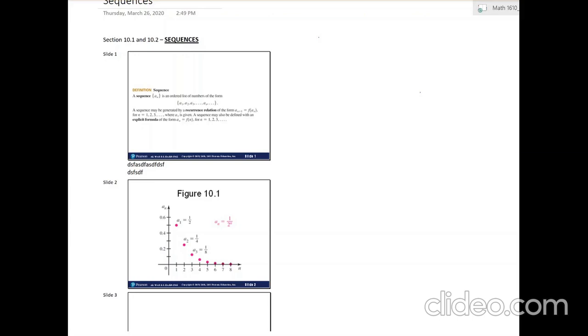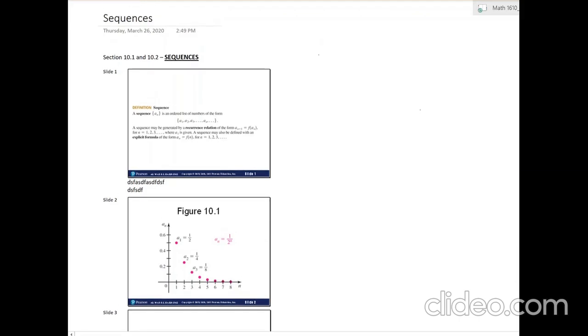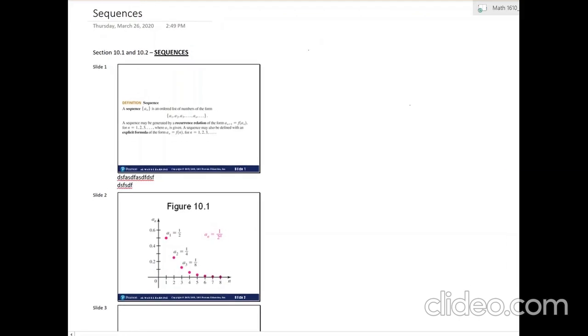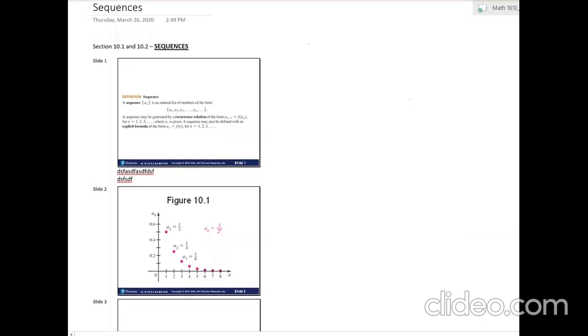We are going to start with chapter 10, which is on sequences and series. Now, this is going to be quite a bit different from what we have been doing. We have essentially been working on integration, and suddenly you will find stuff that does not seem to be connected to integration, but later on, hopefully, you will see the connection.